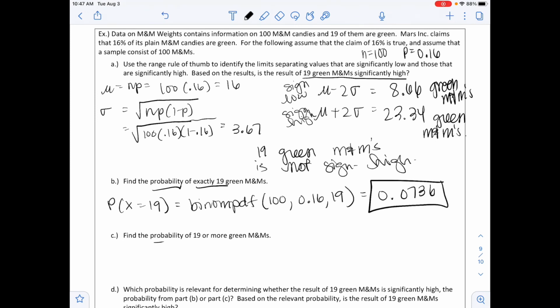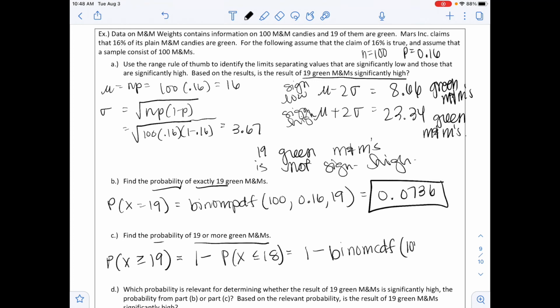Part C says find the probability of 19 or more green M&Ms. So the probability of 19 or more green M&Ms would be X greater than or equal to 19. And again, we do not have this option with our calculator, so we have to use complements and subtract away what we do not want. So I'm going to do 1 minus, and then we do not want anything that is smaller than 19, or 18 and less. So the probability that X is less than or equal to 18. So we can type in 1 minus and then go to binomcdf, and we have 100 for N. P is 0.16, and this time our X value is 18.